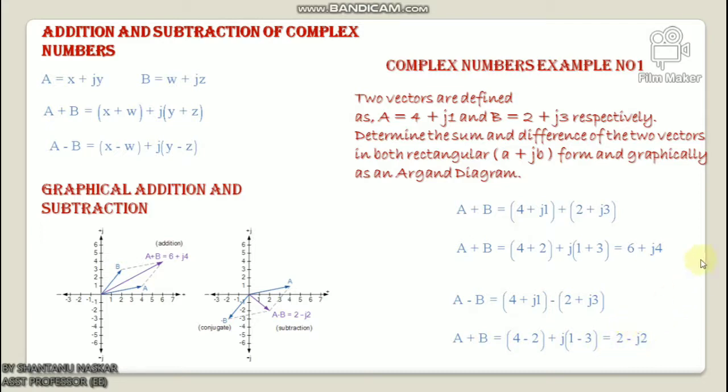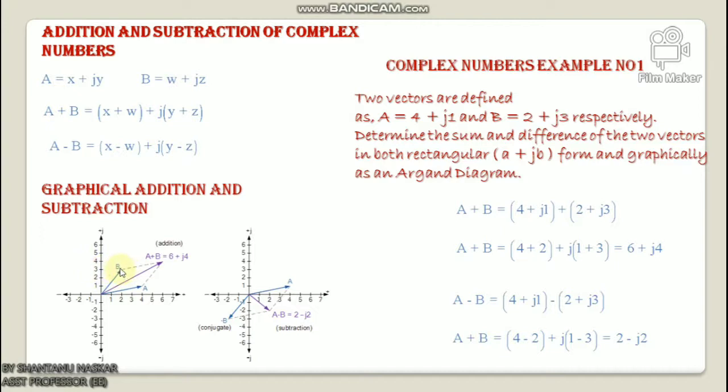Okay, very easy. And if we plot it by the graphical method, the addition and subtraction become, look, the value of a is 4 plus j1, so look here, this is the point 4 plus j1. Okay, this is 4 and this is 1, like an xy plot. And the value of b is what? 2 plus j3. So this value is 3 and this is 2.